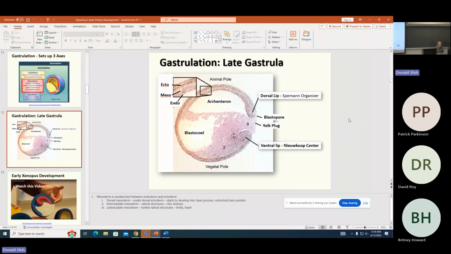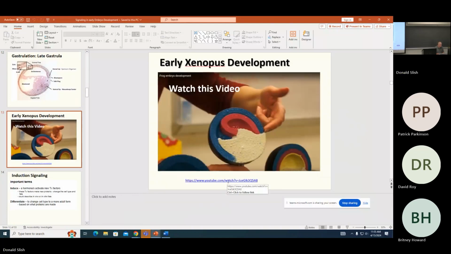What I want to show here, what's going to be really important to us in this class, is the dorsal lip, which is on top of the blastopore, and the ventral lip, which is the Nieuwkoop center and the Spemann organizer. Spemann-Mangold organizer, I should say. All right, let's watch this. This woman does a really good job of going through this process.